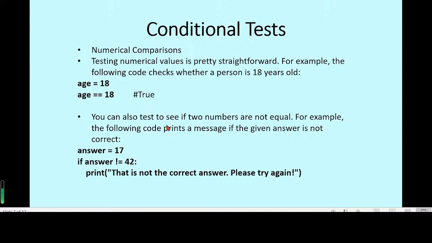You can also test to see if two numbers are not equal. For example, the following code prints a message if the given answer is not correct. So the answer is 17. We test if answer is not equal to 42. Then we print a message: "This is not the correct answer. Please try again."